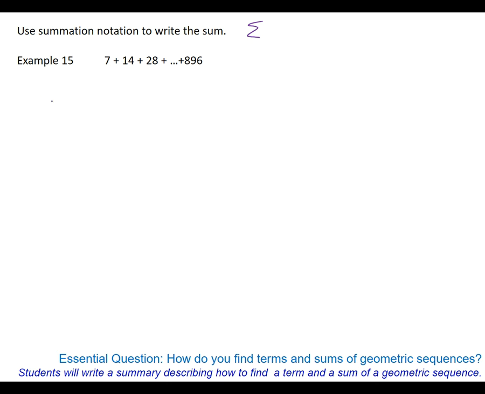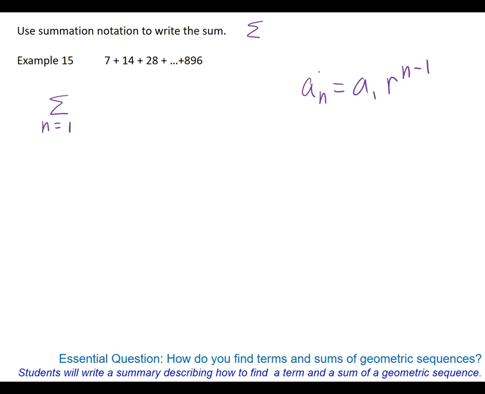I'm going to start with the sigma. I know that n is going to start at 1. The thing is, I don't know exactly where n is going to end yet, so I need to figure that out. Let's go back to the formula we had yesterday: a sub n equals a sub 1 times r to the n minus 1 power. Let's fill in what we know, because I don't know a whole bunch of stuff in between.